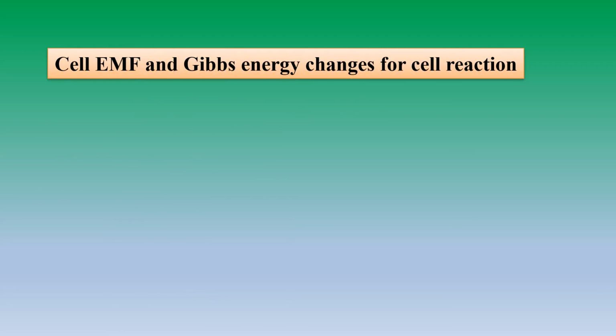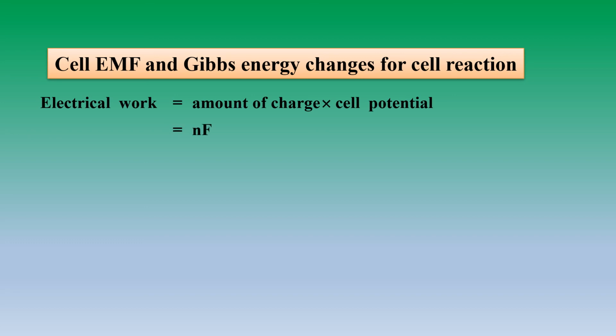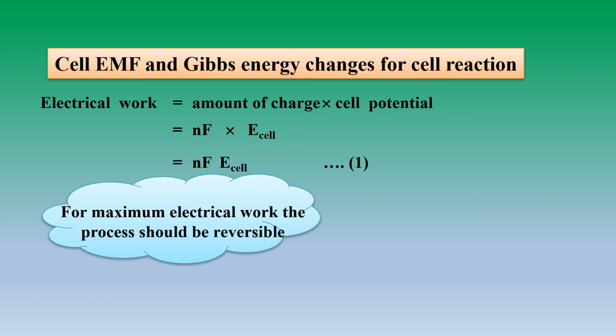Cell EMF and Gibbs energy changes for the cell reaction. The Gibbs free energy change is equal to the amount of useful work done, that is electrical work, which is equal to the amount of charge into cell potential. The amount of charge can be calculated as nF, into cell potential E cell, that is equal to nF E cell. This is equation number 1. For maximum electrical work, the process should be reversible. The reversible work done is equal to minus delta G. This is equation number 2.